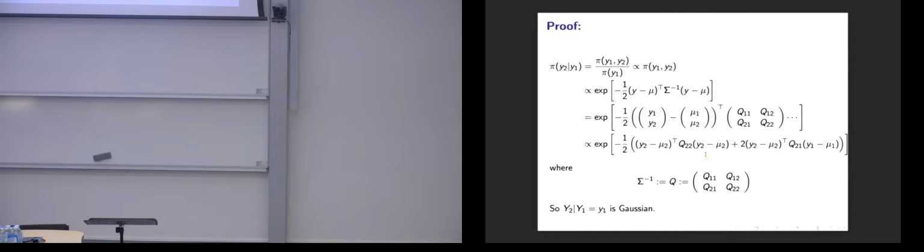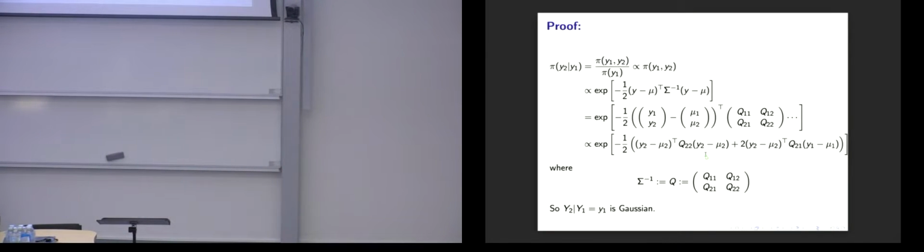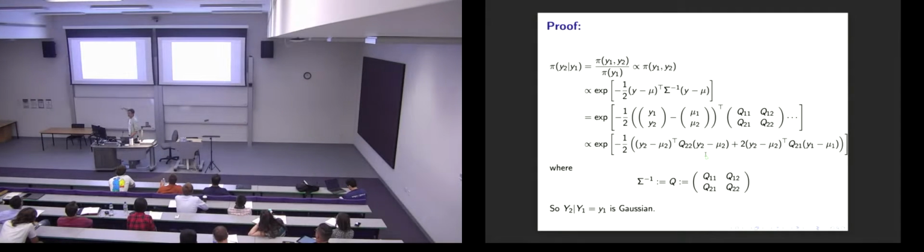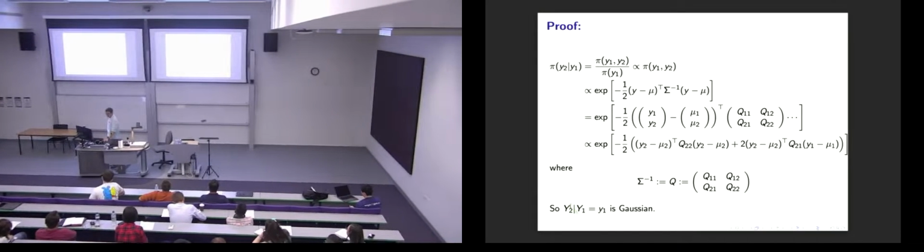So what is this? Well, this is e to something y2 squared plus something y2. So a quadratic. So that is just a Gaussian PDF, right? That's what a Gaussian is. E to the quadratic. So in other words, we've got here that the conditional distribution is still Gaussian.